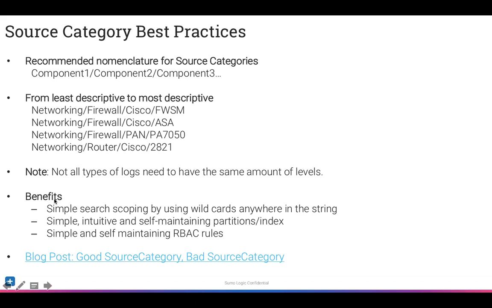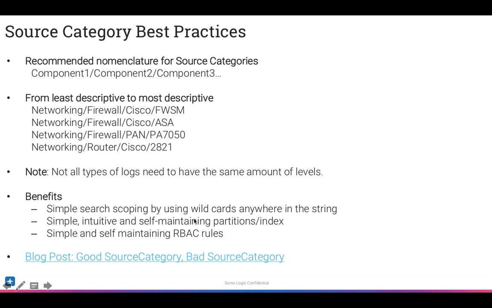And then what are the benefits of coming up with a good source category naming convention? It's going to make your searches a lot easier to use. You're going to be able to make use of the wildcards as well. And then when you go into partitions, which is a little bit of a more advanced topic that you'll learn about later on, you'll be able to use this naming convention for creating your partitions or your indexes. And it's also going to make it a lot easier for your role-based access control rules.